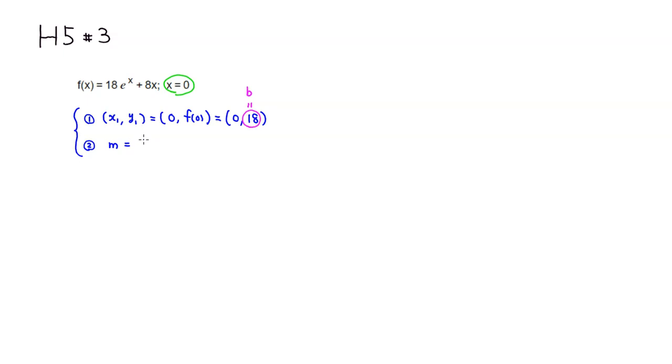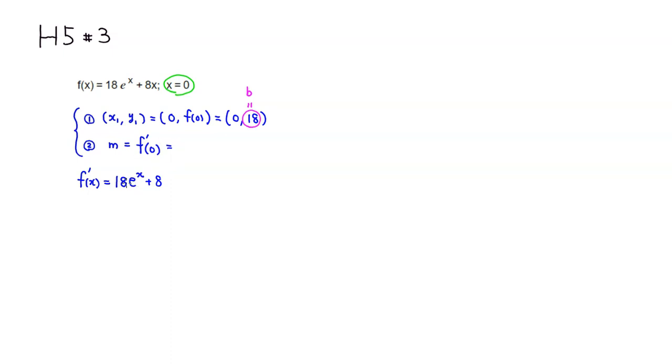To find the slope, we need to find the derivative of the function and plug in the x value, which in this case is 0. So let's find the derivative first. f prime of x is equal to, well, 18 is just a constant multiple, so we write it down. The derivative of e to the x is e to the x, and the derivative of 8x is just 8. So all you have to do is plug in 0 for x.